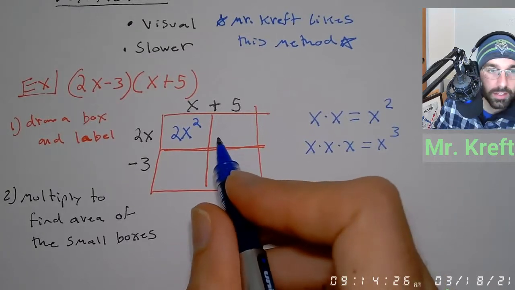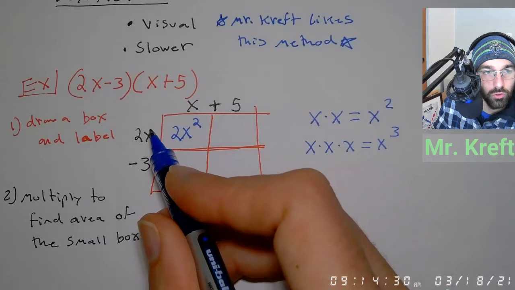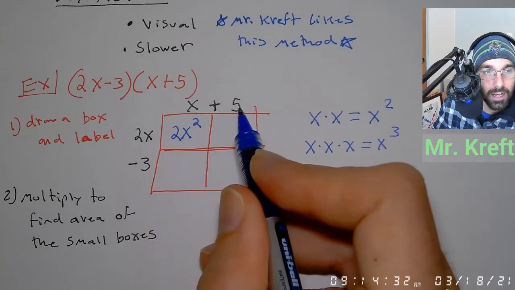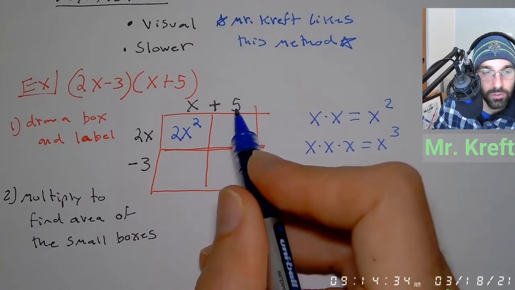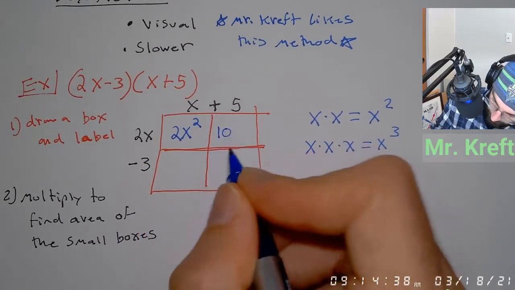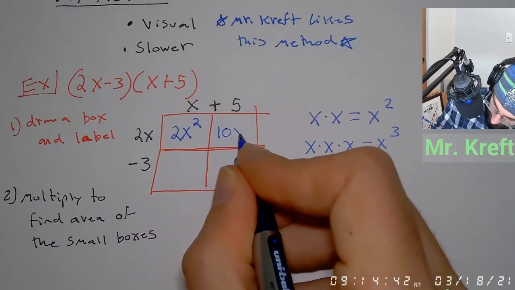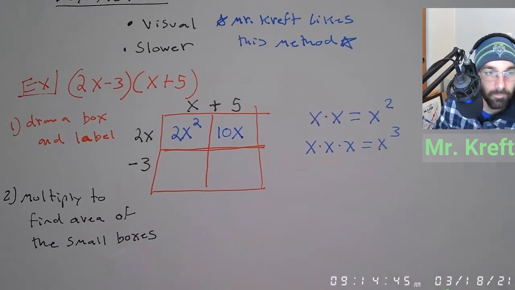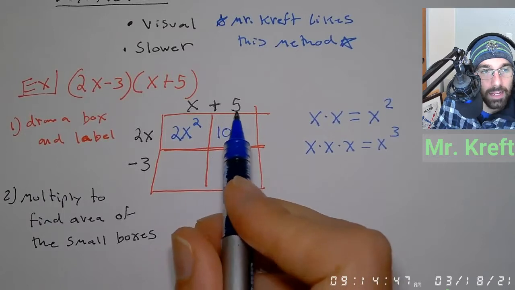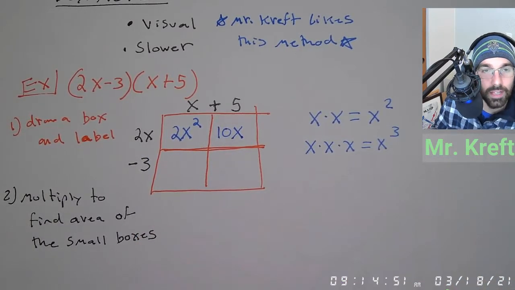So now let's do the upper right. I'm going to have 5 times 2x. I do the whole numbers together, so 5 times 2 is 10. And then there's an x, but there's no x here, so it's just x. If I have 2x's, that means I have 10 x's, because that's 2x 5 times.